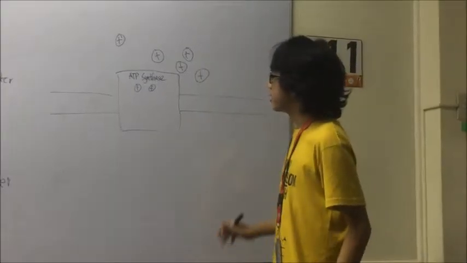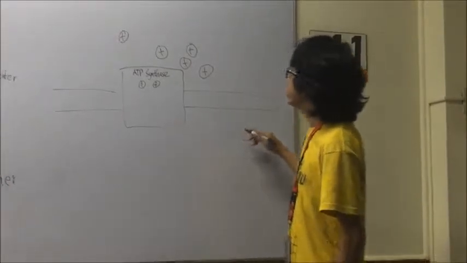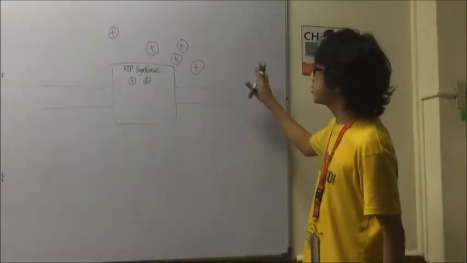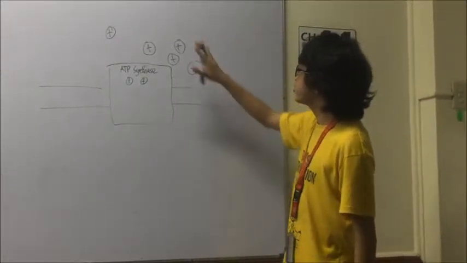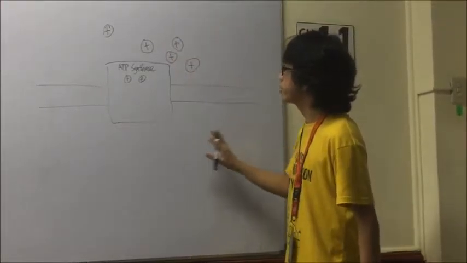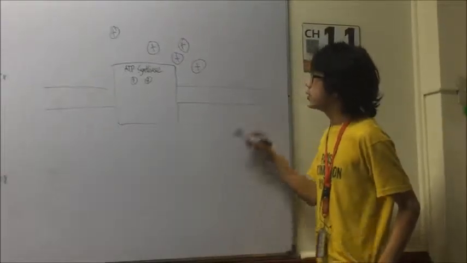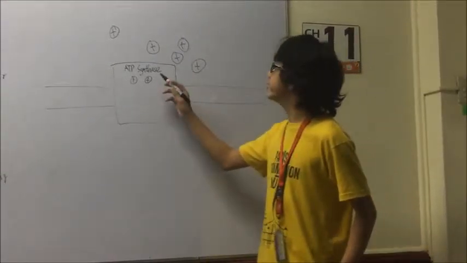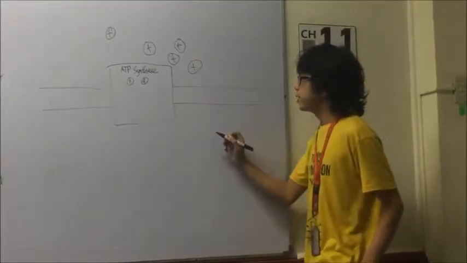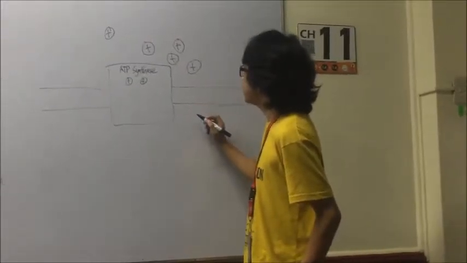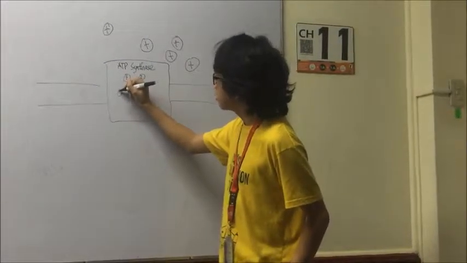Okay, so we know that this is the inner membrane, and there's a high concentration of protons here and a lower concentration there, so the tendency is for the protons to go down. So the protons go to the ATP synthase. Inside the ATP synthase, they diffuse.